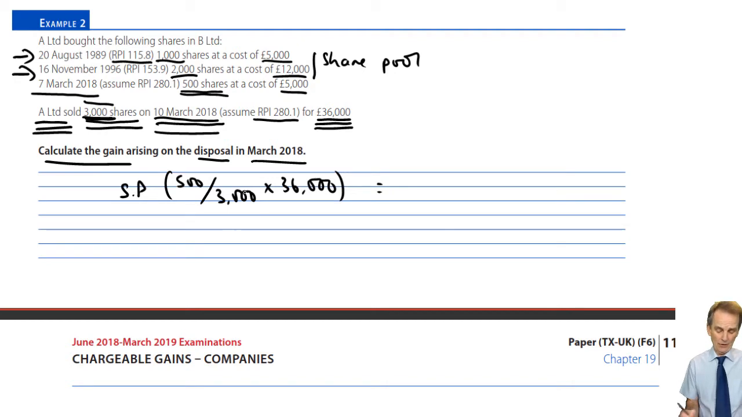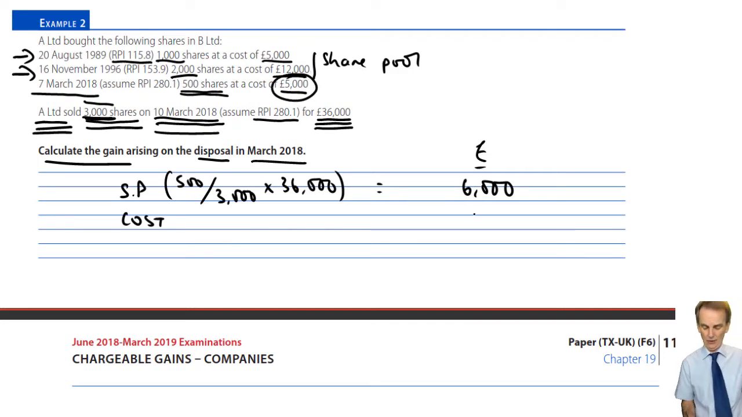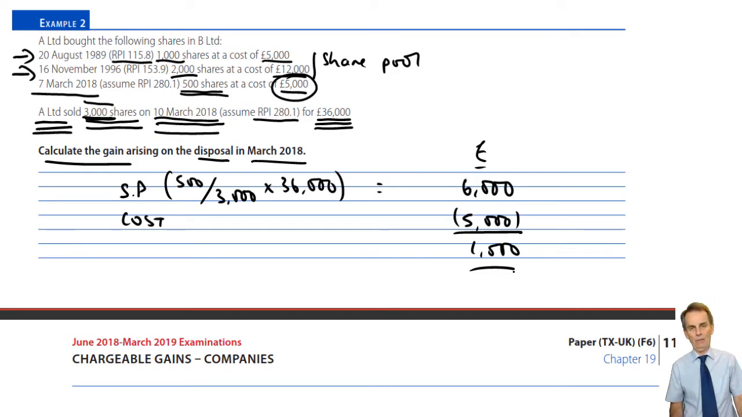So 500 over 3,000 times 36. 500 over 3,000 is 1/6 of 36, will therefore be proceeds of 6,000. What is the cost? We know the cost. There, 500 shares acquired at a cost of £5,000. Cost, 5,000. Take it away. There's our chargeable gain, £1,000. So the first part of the problem is resolved.